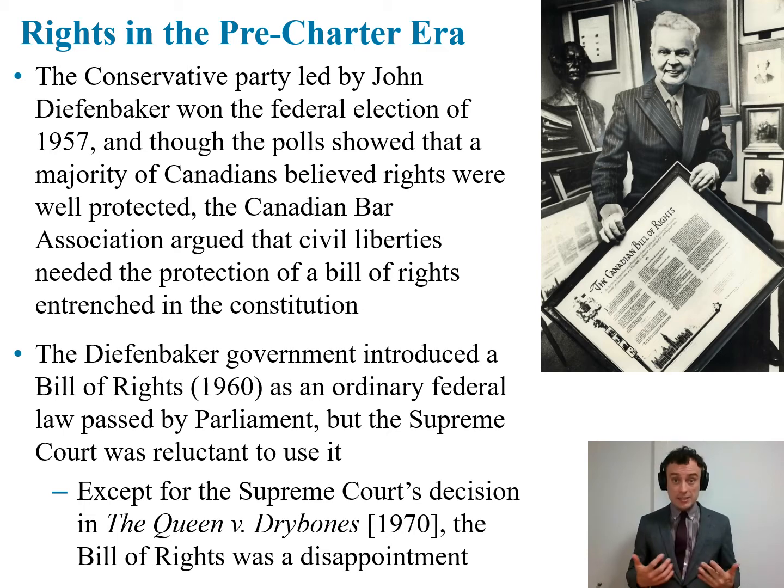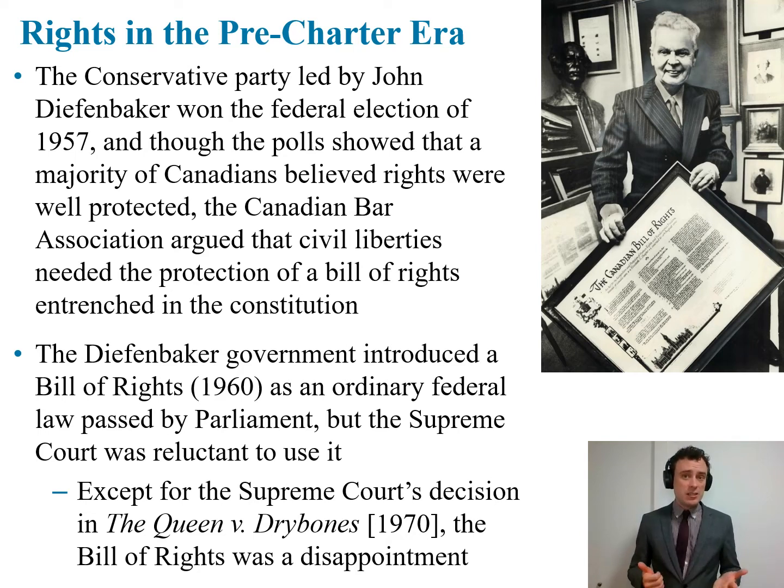But civil libertarians, that is to say defenders of civil liberties in Canada, such as the Canadian Bar Association, an association of lawyers, argued that civil liberties would be much better off if they had the protection of a Bill of Rights entrenched in the Constitution, that is to say, a document like what would become the Charter of Rights and Freedoms. The Diefenbaker government attempted to do this just through regular legal statute, that is to say, just by passing a bill in the House of Commons known as the Canadian Bill of Rights. And while the bill passed successfully, it did not have the same impact that the Charter would have 20 years later.